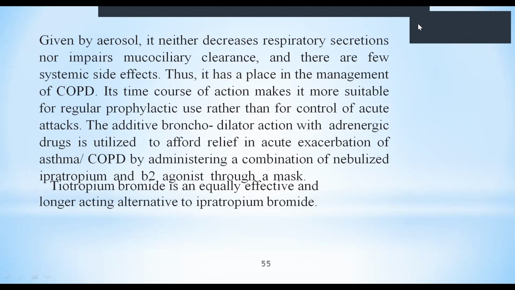And the additive bronchodilator action with adrenergic drugs is utilized to afford relief in acute exacerbation of asthma and COPD by administering a combination of nebulized ipratropium, and it is an effective and longer lasting alternative to ipratropium bromide.